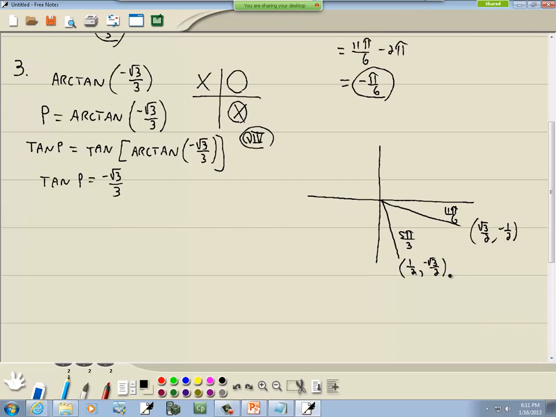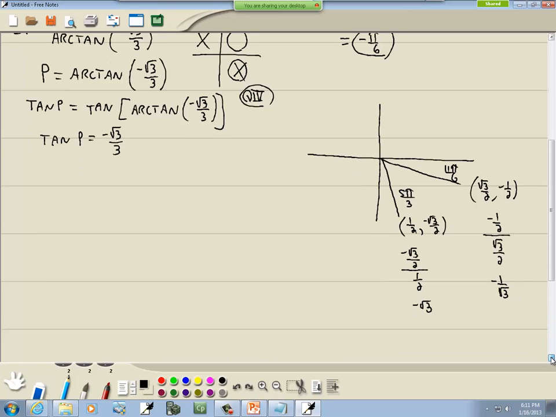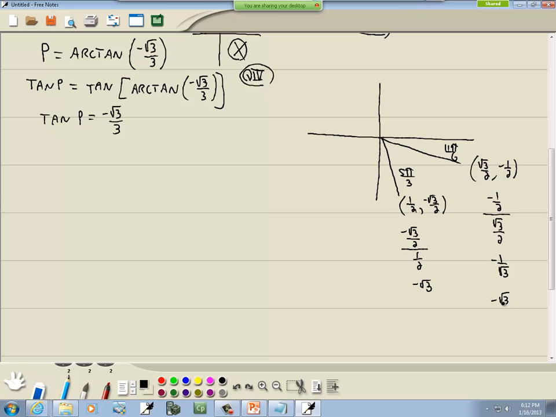Now tangent is y over x. So if I look at this one, y over x, this is going to be negative square root of 3 over 2 over 1/2. The 2's would cancel, and you'd end up with negative square root of 3. So that one doesn't fit. But for this one, y over x, I'm going to have negative 1/2 over square root of 3 over 2. The 2's cancel, and we've got negative 1 over square root of 3, and multiply top and bottom by the square root of 3. And you'd end up with negative square root of 3 over 3, which is what we're looking for. So it's 11 pi over 6.